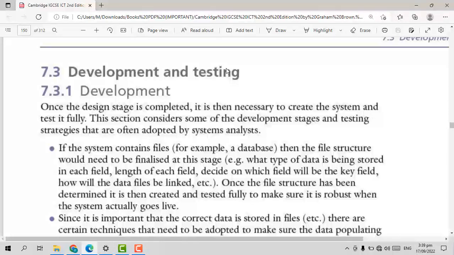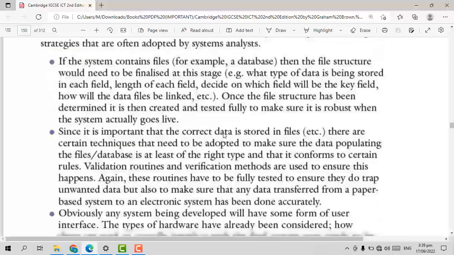Alright, so we did our analysis, we figured out where the problem is and how we can improve the system, and then we designed the software or the new system, whether it was software and hardware, or just software, or in general a new system. Now we're going to test the system that we have created. Once the design stage is complete, it is then necessary to create the system and test it fully. This section considers some of the development stages and testing strategies that are often adopted by system analysts.